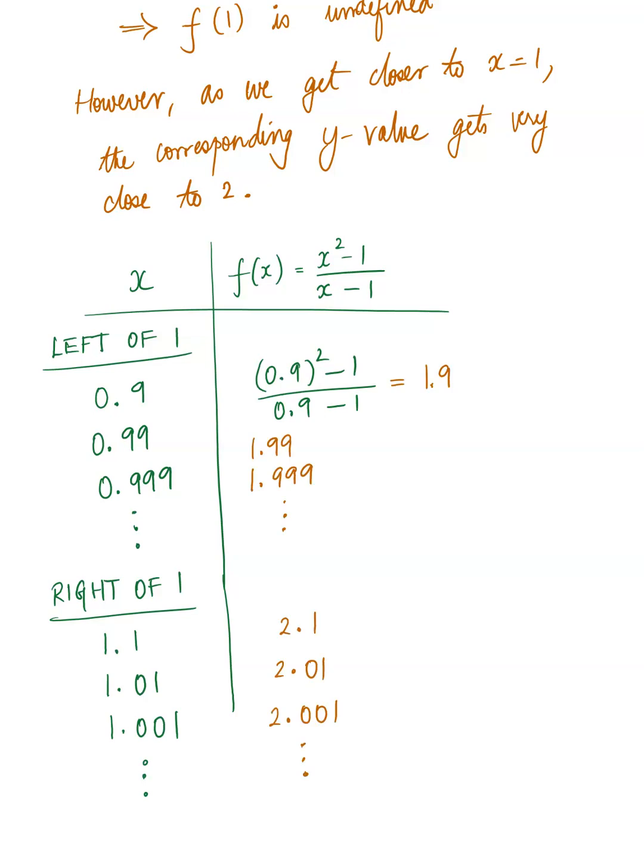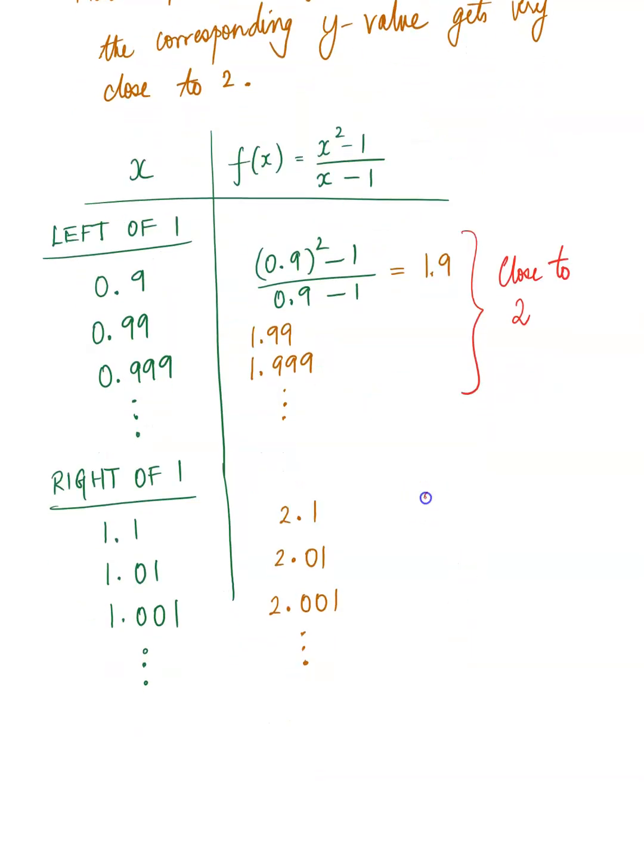Okay, so I have provided the values there. It's kind of convenient for this expression, right? What I want you to notice is that as we get closer and closer to 1 on the x-axis, as we get to the x value of 1, the corresponding y values get closer and closer to 2. There's 1.99, 1.99999, and so on. It gets really close to 2.